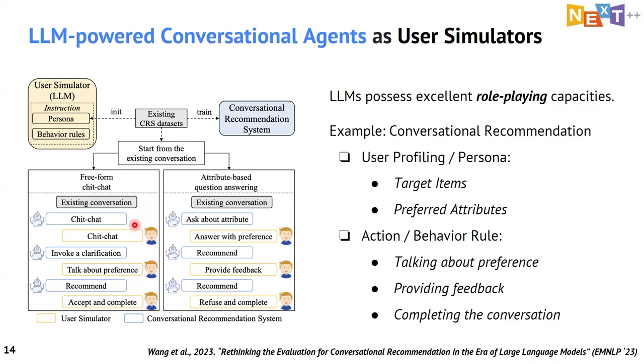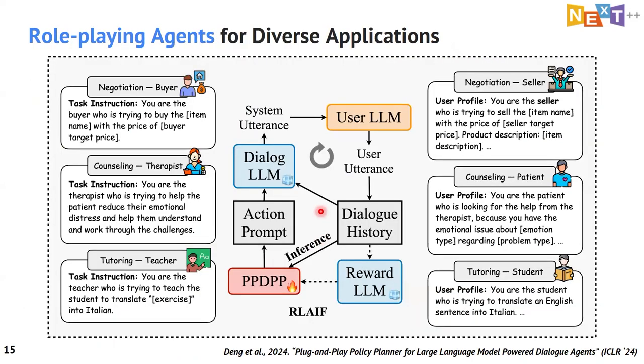In conversational recommendation, it can apply either to freeform chit-chat or to schema-based question answering. In fact, such role-playing LLM agents can be applied for user simulation in diverse dialogue applications. For example, in an ICLR paper this year, the authors adopt LLM-based role-playing agents to simulate different types of users in various applications. For example, in negotiation dialogues, the system may play the role of the buyer who wants to buy the product at as low a price as possible, and the user may play the role of the seller who wants to sell the product at as high a price as possible. We can provide the target item price and the item description as the user profiling data for the LLM to simulate a certain type of user.